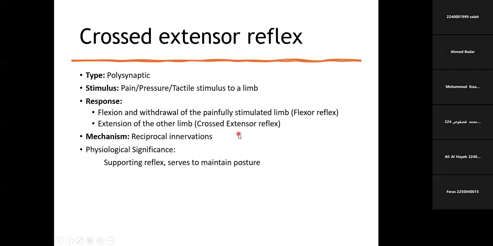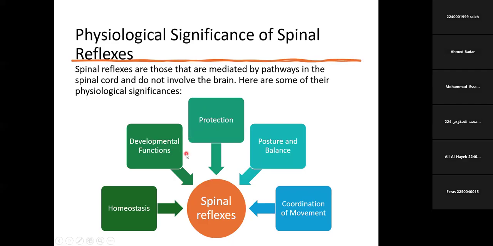Extensor of the other limb. This is called crossed extensor reflex. The mechanism is reciprocal innervation, which takes the message from one limb to the other limb. One flexes, the other extends. The first one extends, the second one flexes. What is the physiological significance? It helps in supporting us. It helps in maintaining our posture. So this was the dry part, and now we'll have the enjoyment part. We'll go slowly. What is the physiological significance of spinal reflexes?